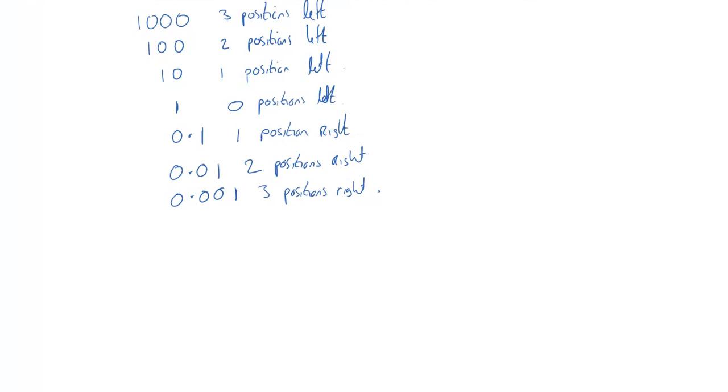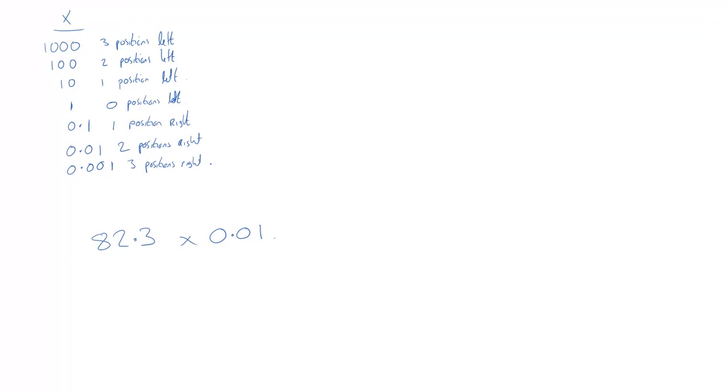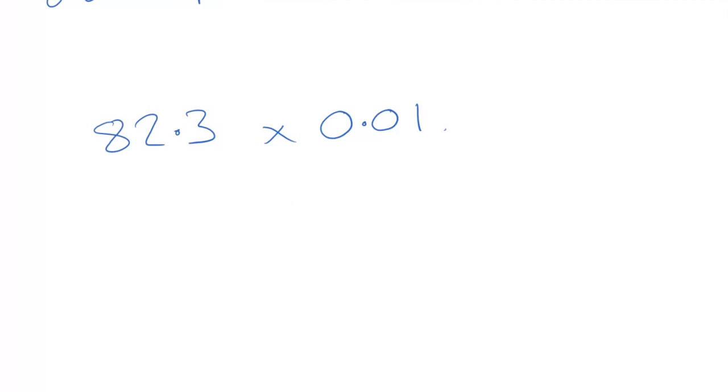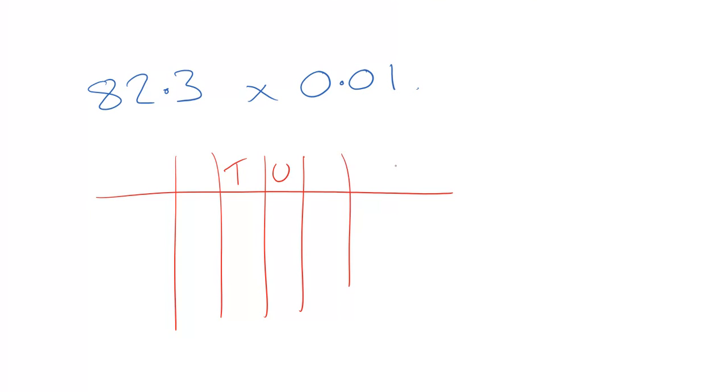Okay, so let's make up a quick example. What about if I had something like this, 82.3 multiplied by 0.01? Okay, well, we can do that. Let's think about our place value columns again, and let's write that in. So we are going to have our units and our tens. Let's put in our decimal point there, our tenths, our hundredths, and our thousandths. So this is going to be 82.3.